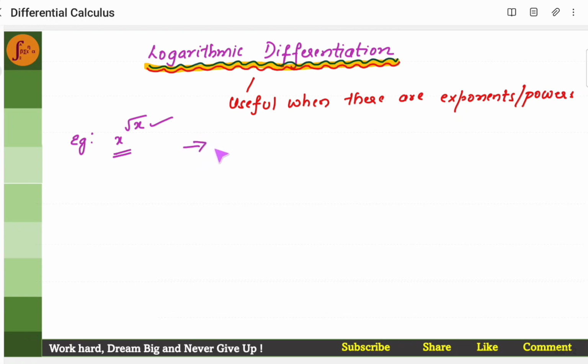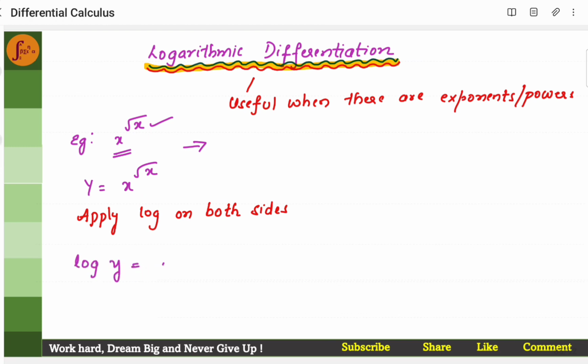This is just to make it simpler. For example, you have x to the power root x. So what we do here is we'll apply log. Let's say y is equal to x to the power root x. Now we'll apply log on both sides. So what will happen? This expression will become log of y is equal to log of x to the power root x.